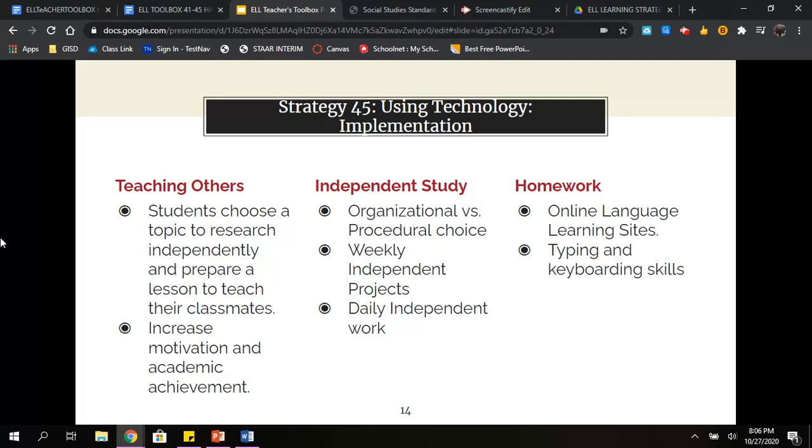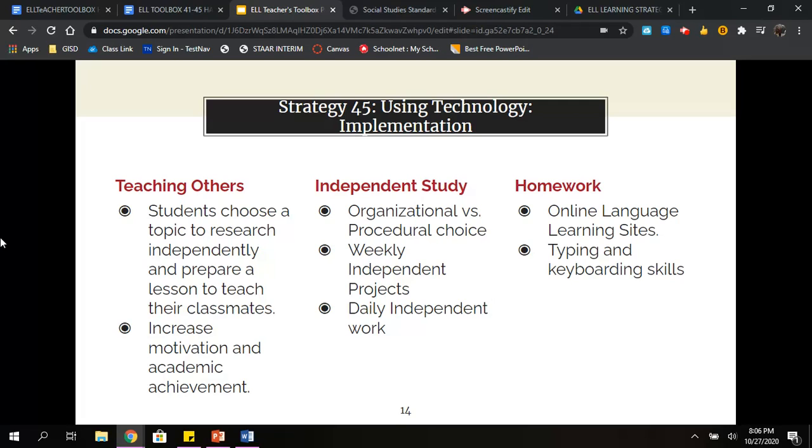Students can also use technology for independent study. This gives students the chance for procedural and organizational choice. They can organize the information they're learning in whatever way they want and go through whatever steps they please to get to the end result. These independent projects can be completed weekly or daily.